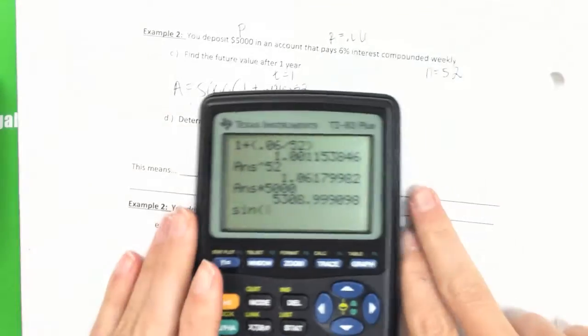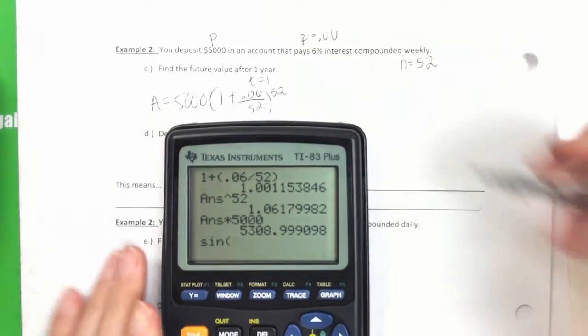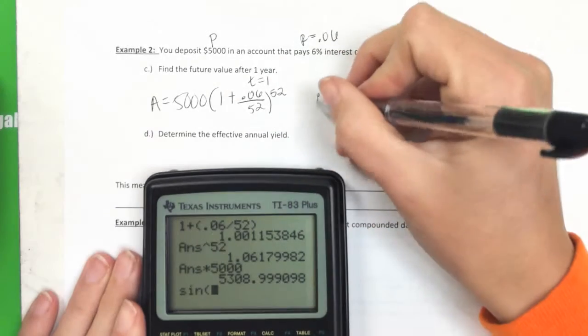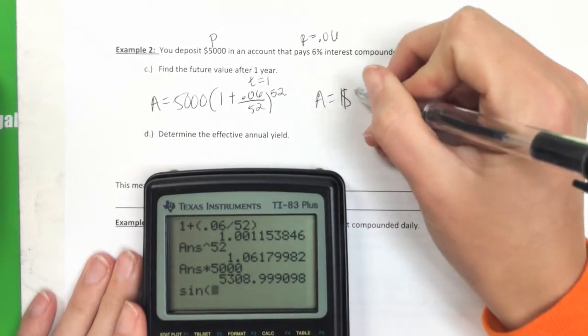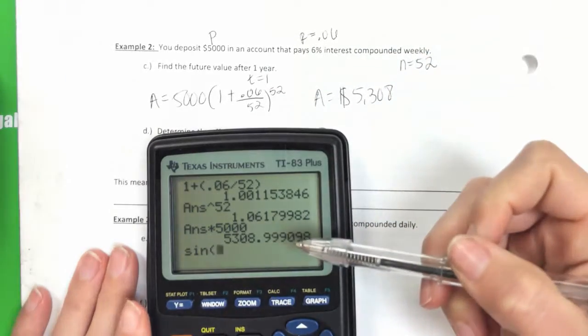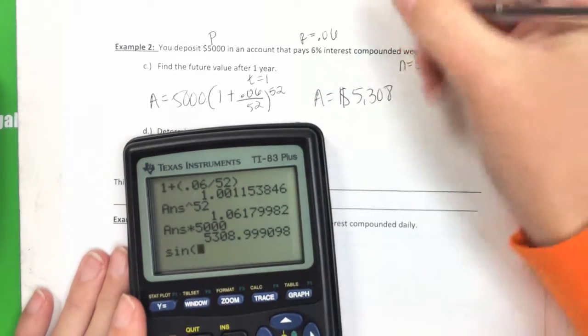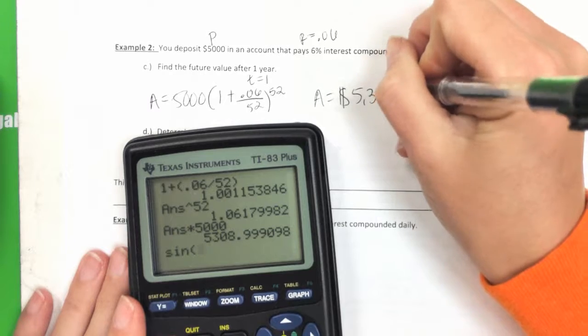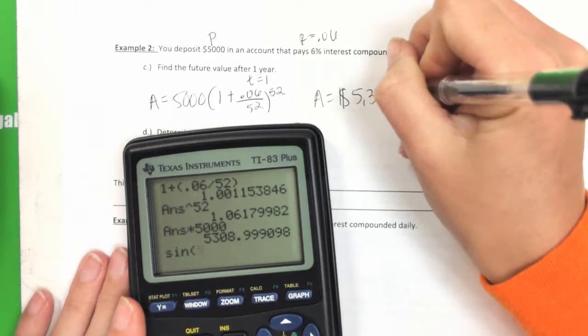So that gives us a future value of $5,308. And the 99,999 is going to round it up $1, so this will be $5,309 actually, even.